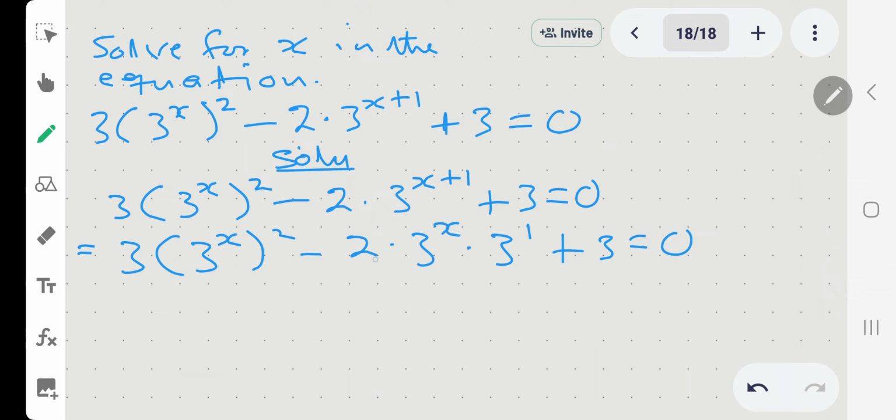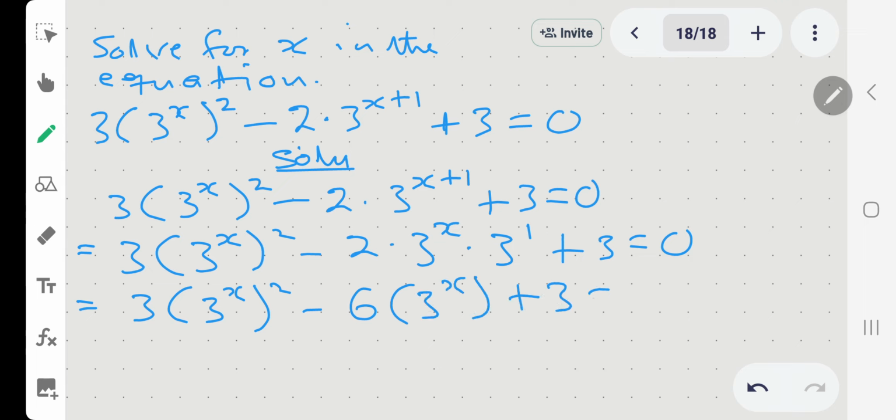So in this case, we can use this 2 to multiply this 3 to give us 6. So here our next step is going to be 3 into brackets 3 raised to the power x with power 2, minus 2 multiplied by 3 will give us 6 multiplied by 3 raised to the power x, plus 3 is equal to 0.